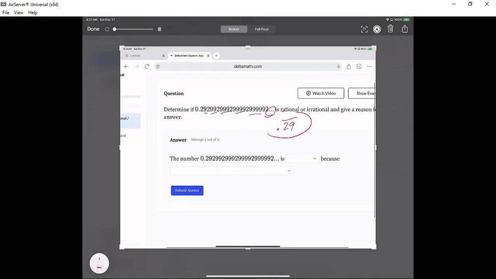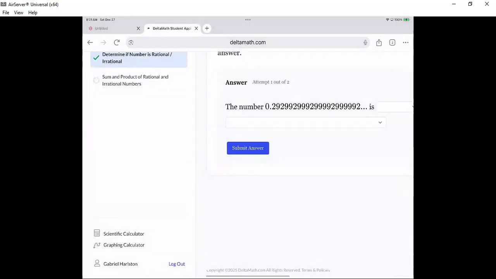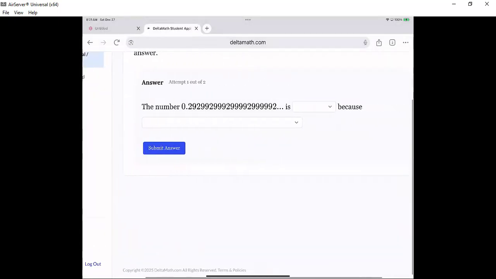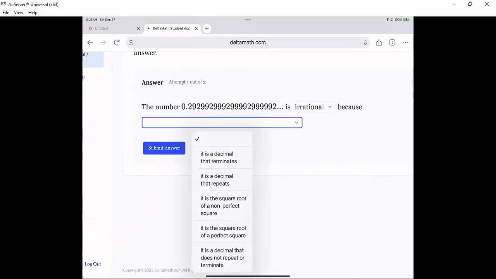So it's not this. So this would be 0.29, 29, 29, dot, dot, dot. This is considered a repeatable pattern. This has a pattern, but it's not repeatable. So we would say this is an irrational number. So this will be the last one. We're going to say it's irrational because it doesn't have a repeatable pattern and it goes on forever.